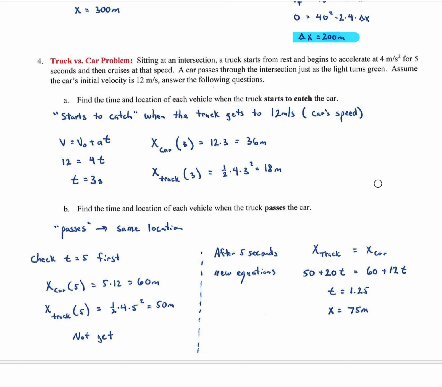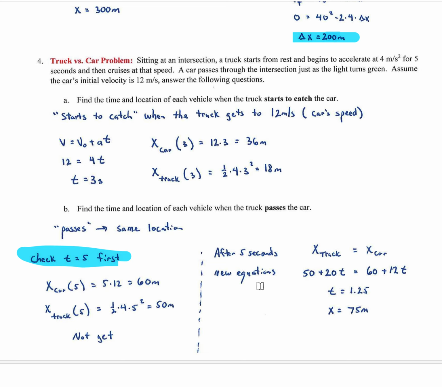Part B says find the time and location when they pass the car. Well, passing means you're actually at the same location at the same time. So the hard part of this one is that you do have to check 5 seconds first. The reason is that you can't write one equation to describe the entire truck, because the truck starts at rest, accelerates, but only accelerates for 5 seconds, and then after that cruises at a constant speed. So you kind of have to have 2 situations. Situation 1 is this beginning. So I just confirmed that the truck had not passed the car in the first 5 seconds.